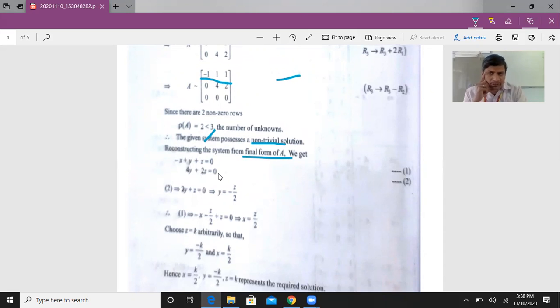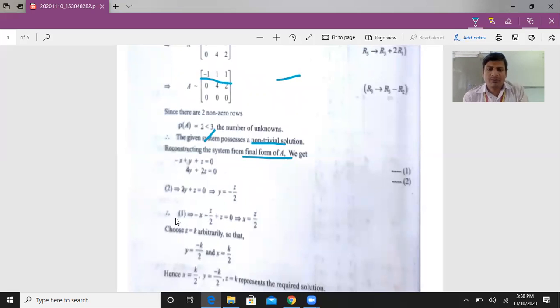Next, 2y plus z equal to 0. Then y is equal to, bringing z to this side, that is minus z, and then the 2 that multiplies y goes to the RHS as division, so y is equal to minus z by 2.